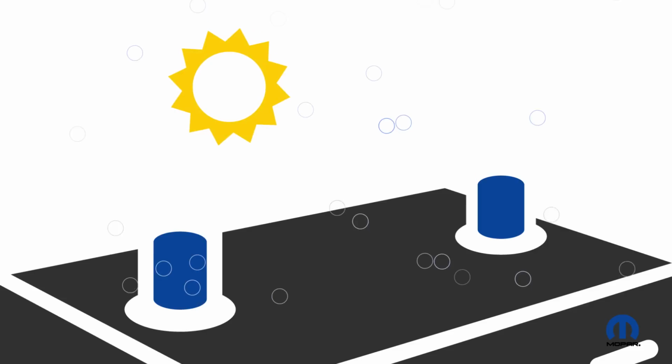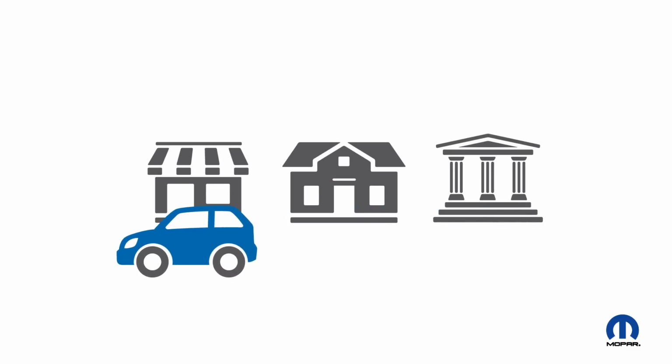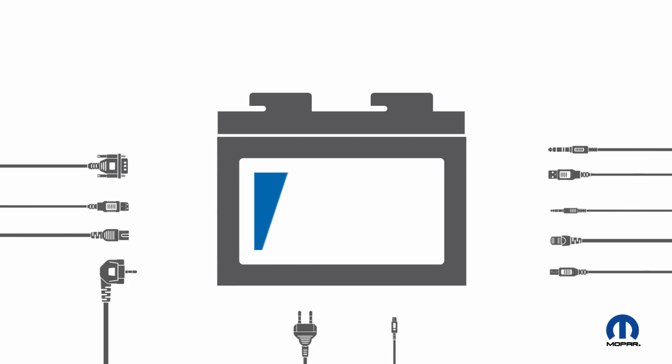Heat can cause fluids to evaporate. Vibration can damage internal plates. Short, frequent trips can prevent full charging. And today's tablets, phones, GPS units, and more can all sap battery life.